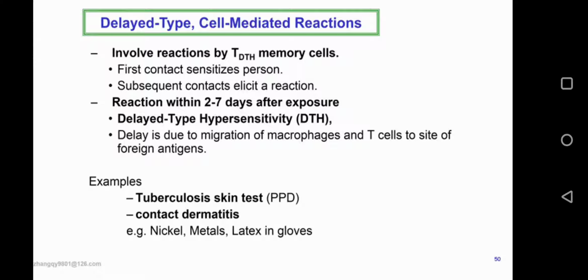And the first contact sensitizes the person. They also need a first time and a second time, just similar to type 1, right? And the second time, they will cause damage of the tissue. So why is the reaction delayed?